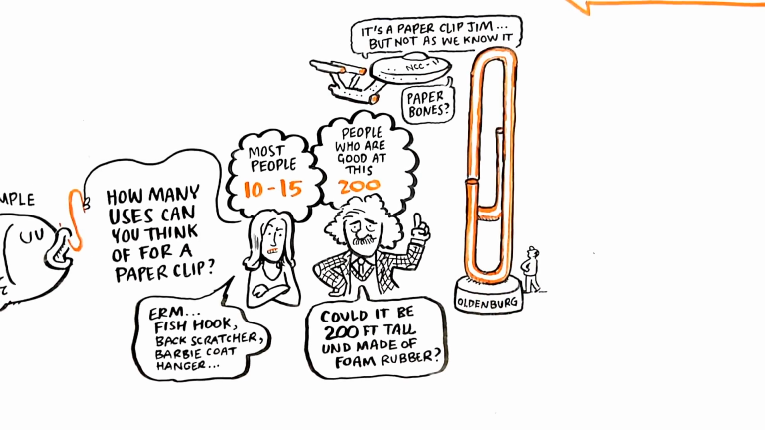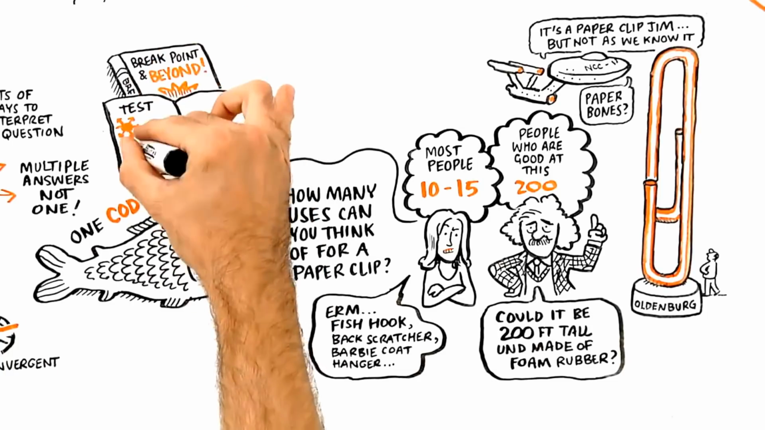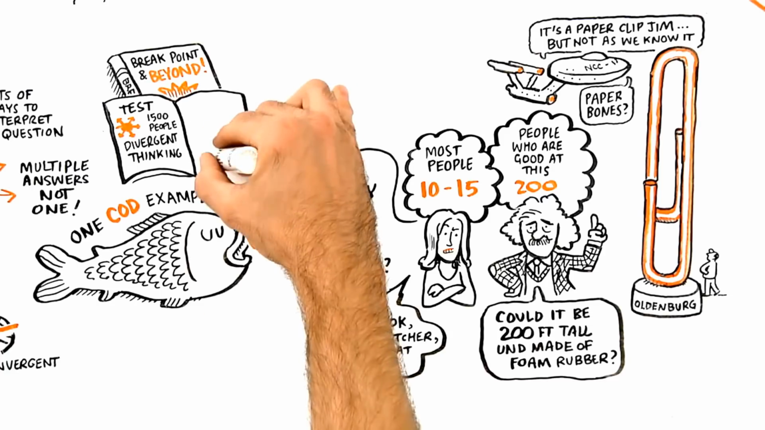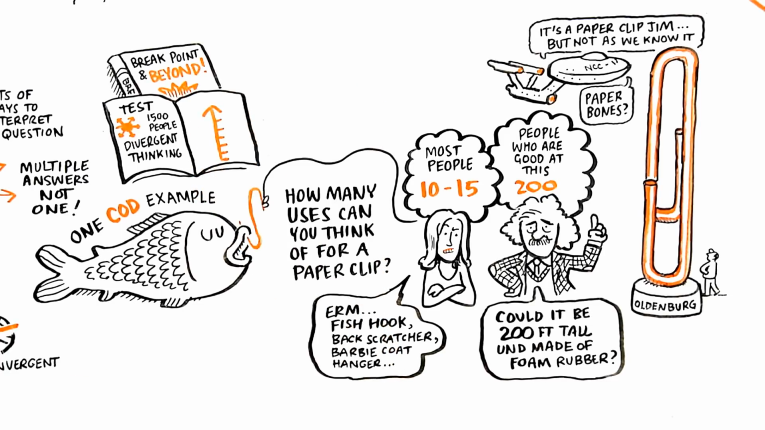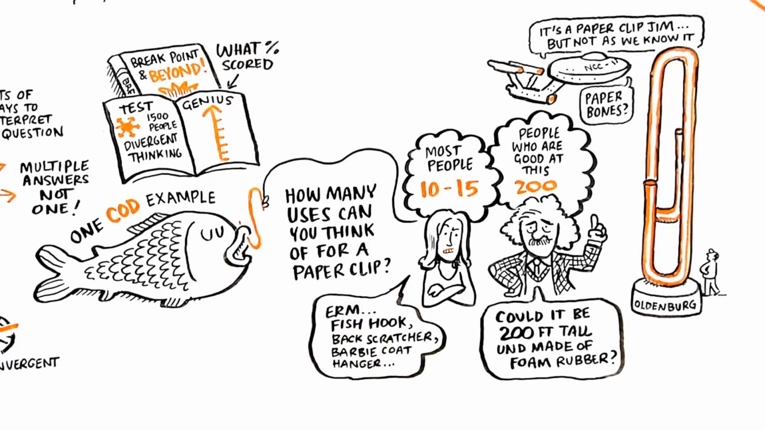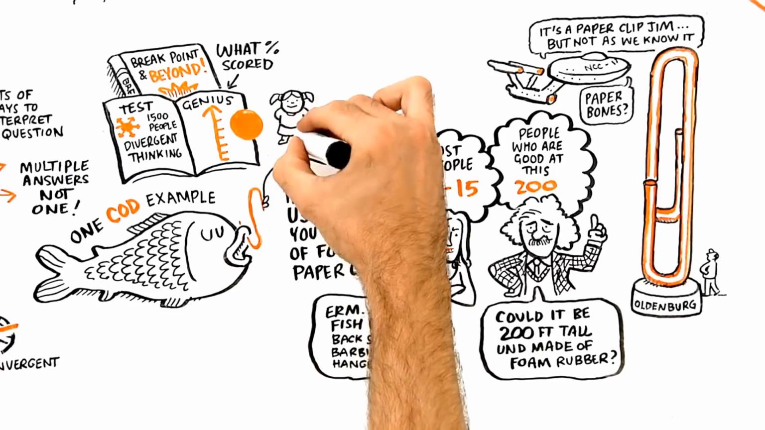Now, there are tests for this, and they gave them to 1,500 people. This is in a book called Breakpoint and Beyond. And on the protocol of the test, if you scored above a certain level, you'd be considered to be a genius at divergent thinking. Okay? So my question to you is, what percentage of the people tested, of the 1,500, scored at genius level for divergent thinking? Now, you need to know one more thing about them. These were kindergarten children. So, a group of kindergarten-aged children tested to see what percentage of them would score at genius level for divergent thinking.